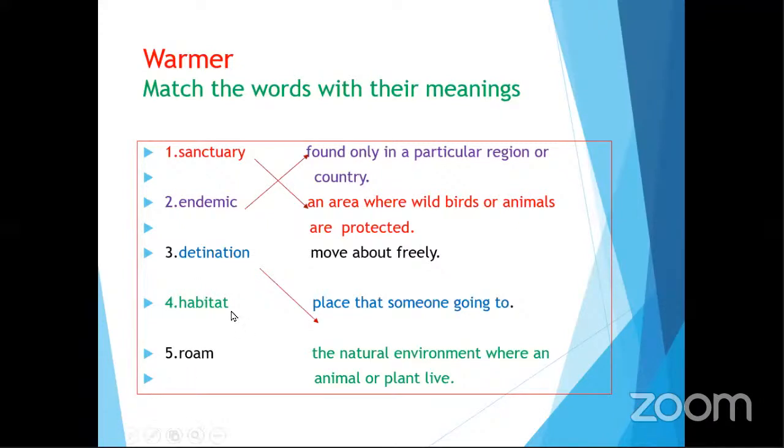Next one, habitat. What is the answer? The natural environment where an animal or plant lives. So we call them habitats. Natural environment of a bird or an animal. Yes. Number 5, last one. Roam. Move about freely. We see elephants roam in the jungle. Roam means move freely. I hope you understood this and you have done this.